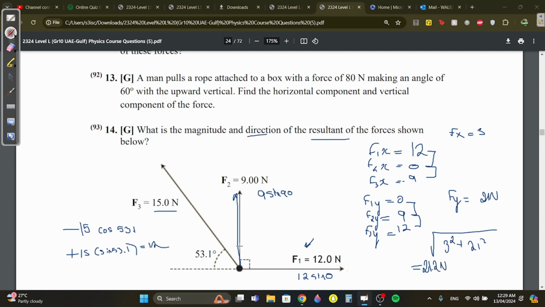Direction, I think they want the angle. How do you find the angle? Remember, the angle for any resultant force is shift tan of the y vertical over horizontal. So 21 over 3. 81.9 degrees. Okay, let me check these answers.